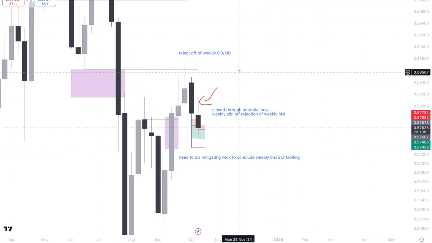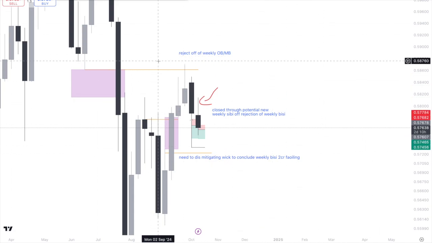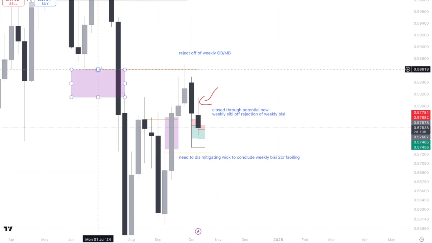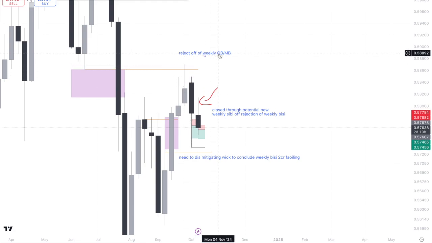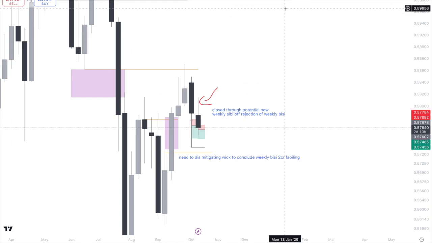So to get more precise, where did we reject off in the monthly? We came off this weekly order block / mitigation block, and you can see pretty nice sting into there and nice respect off it. So I'll just delete that now.